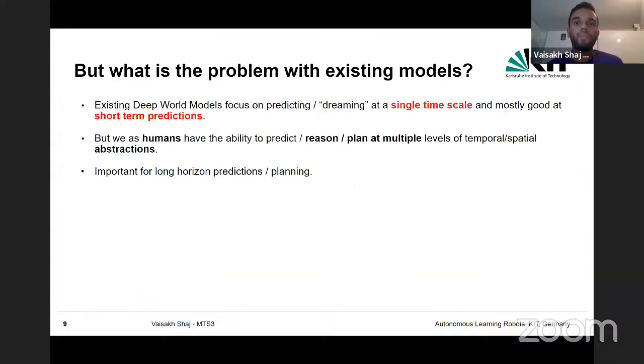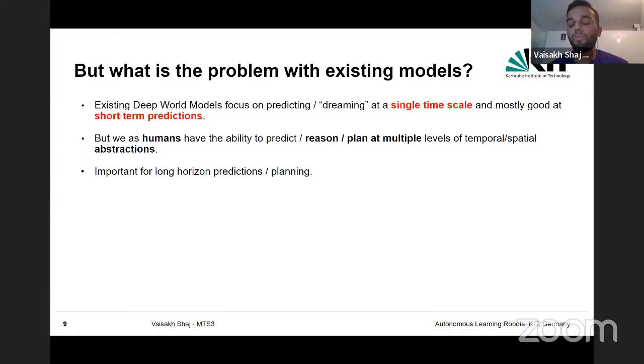Okay, so what is the problem with existing world models? Existing deep world models focus on predicting or dreaming at a single time scale, and mostly they are good at short-term predictions. The single time scale is often in the range of milliseconds. But as humans, we have the ability to predict, plan, and reason at multiple levels of temporal or spatial abstraction.